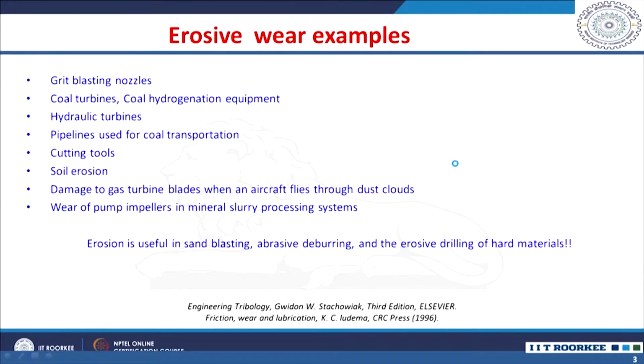So, hot gas with the coal particles, or cutting tools, where you will find a lot of particles being removed from the edge of the cutting tool in contact with the workpiece. These particles impinge on the surface of the cutting tool material, and the material is removed by erosion. Or the erosion of the soil itself. We can find damage to gas turbine blades when an aircraft flies through dust clouds, or wear of pump impellers, mainly in mineral slurry processing systems. There are several examples like this where erosive wear is dominant.